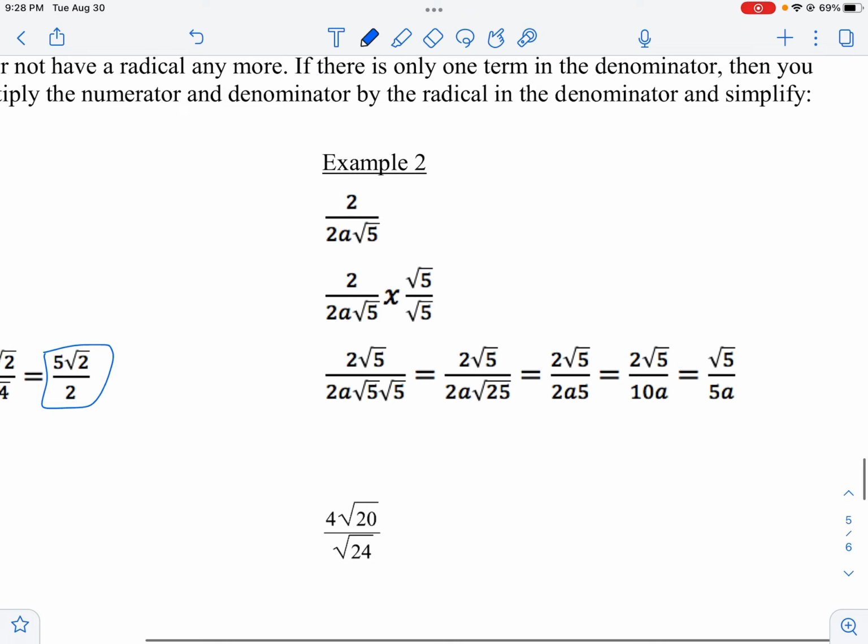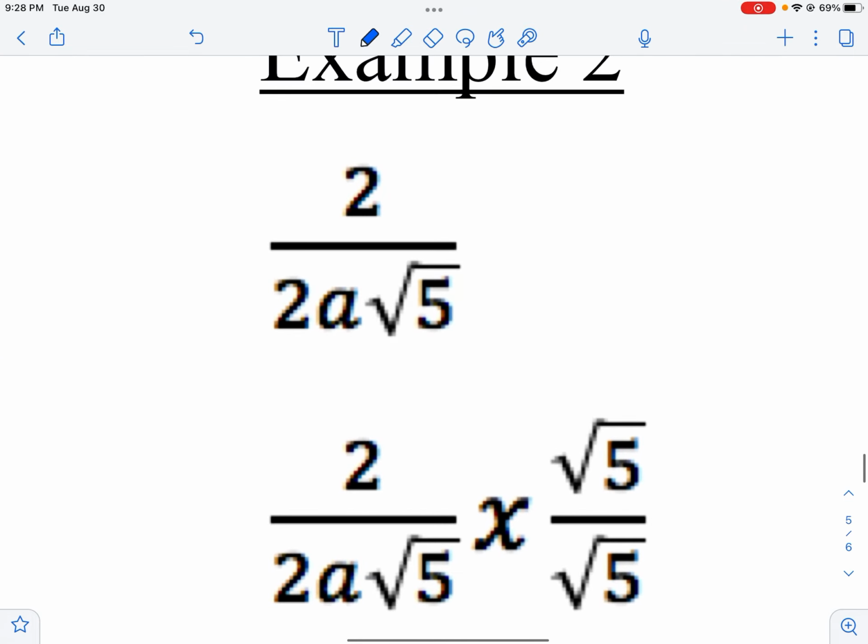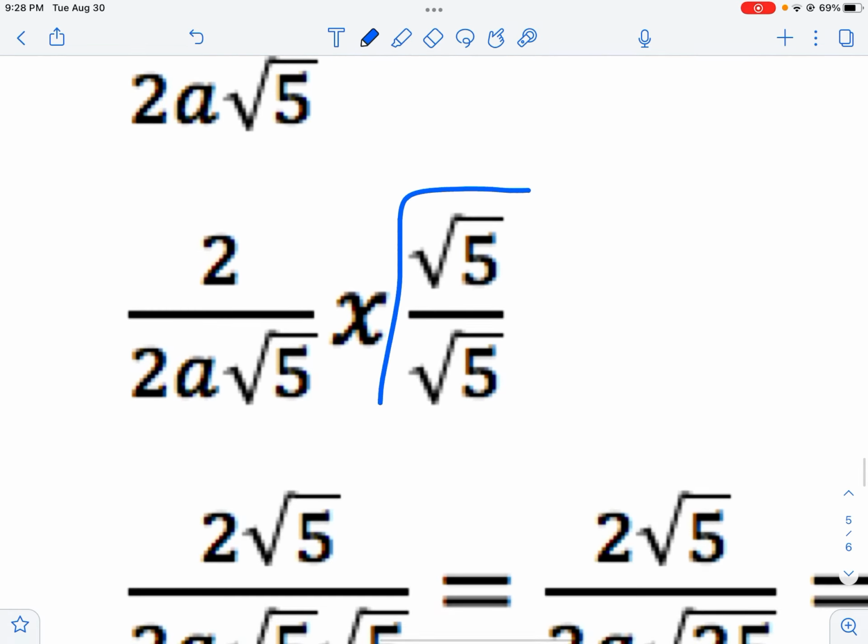And sometimes you got more things in the denominator. You still just times by this radical. And so we're not going to times by 2 root 5. You just times by root 5. And so that's what's going on in this example. Times top and bottom by root 5.